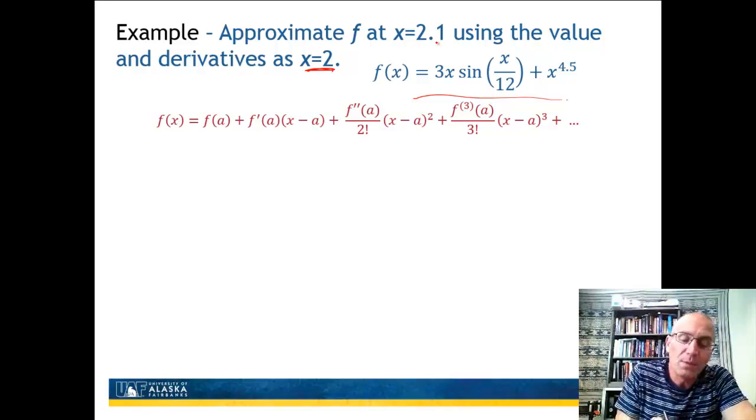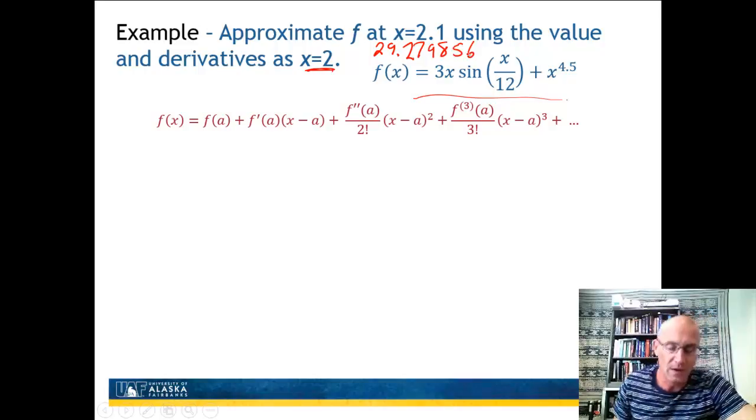So let's go ahead and just do that. If I do that, I'm going to have a value of 29.279856. All right, so there's what the actual value is at 2.1. So this is my true value. What I'm going to do now is use my Taylor series approximation. I'm going to keep adding terms and find out how close I get to that point right there.